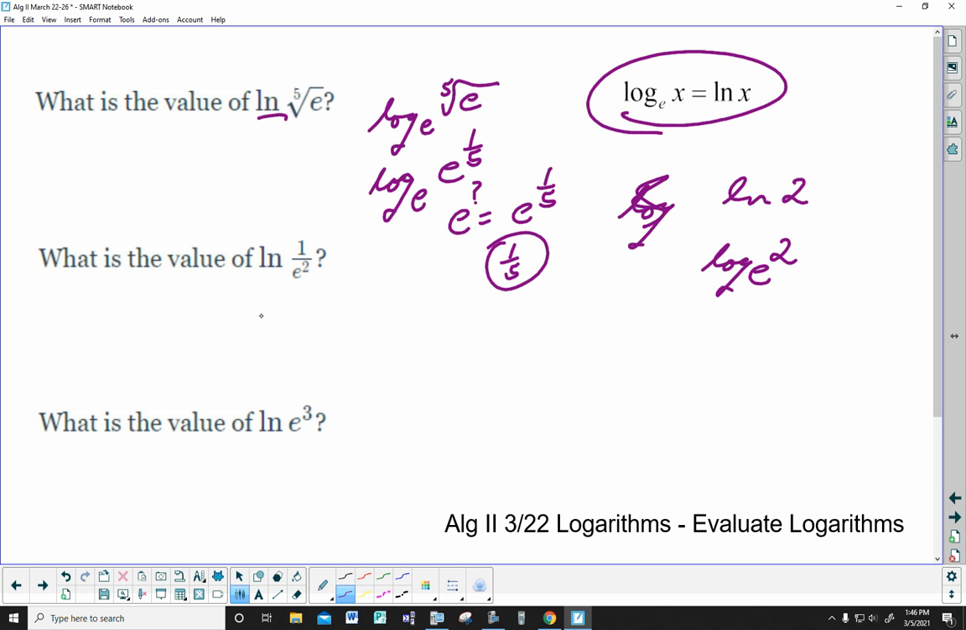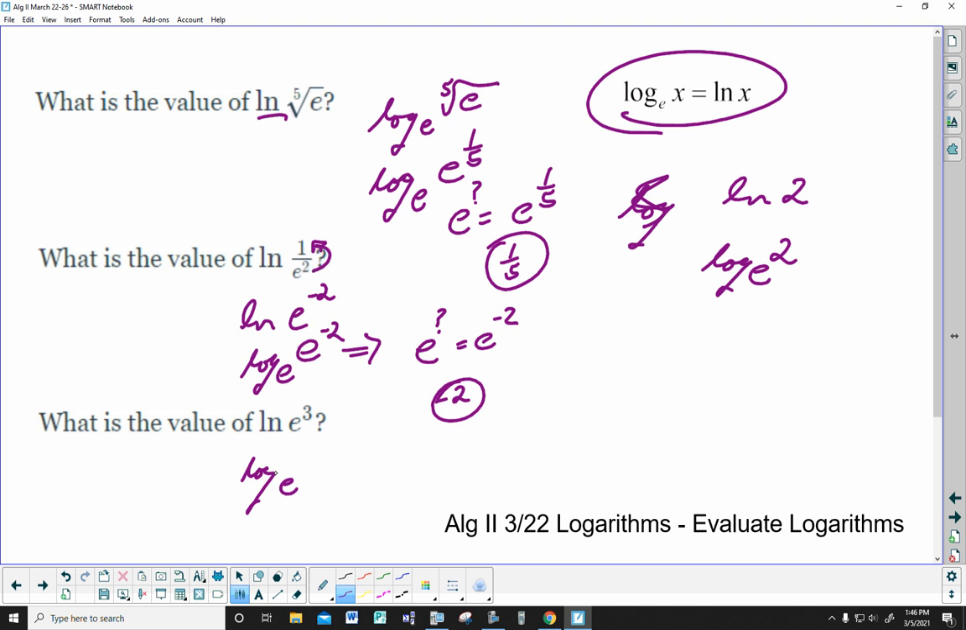Let's try this one. That's the ln of e to the -2, because I brought this upstairs. Now let's rewrite it with log base e to the -2. That's the same thing as e to the what power is e to the -2? Well, the answer is -2. That's log base e of e cubed. That's the same thing as e to the what power is e cubed? Well, the answer is 3.